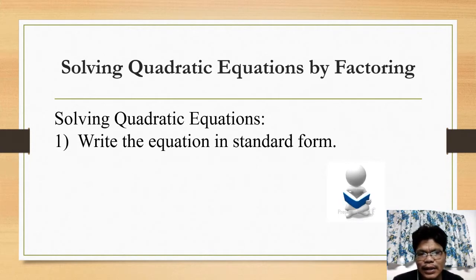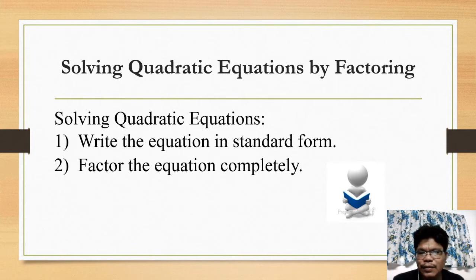You need to first write the given equation into standard form, or in the form of ax squared plus bx plus c equals 0. See to it that the left member of the equation is arranged in descending order. Second degree, first degree, and then 0 degree. Now, the second one is factor the equation completely. So meaning, you're going to find out what is the possible factor of the equation so that you can apply the zero factor property.